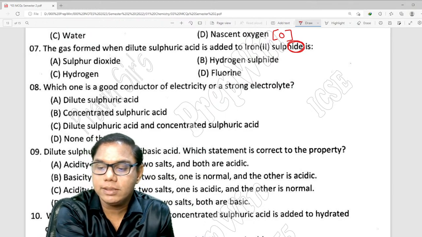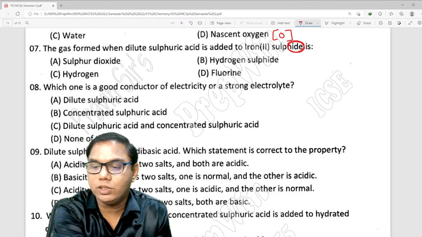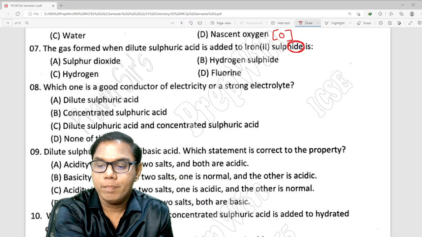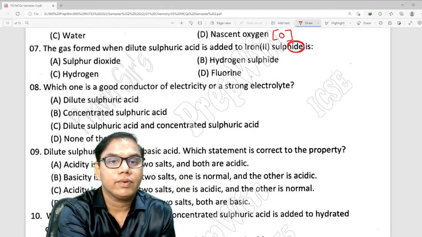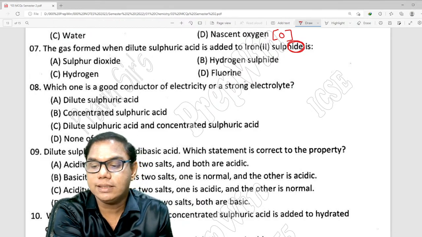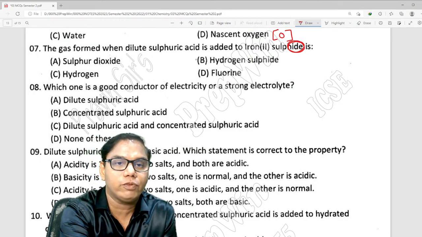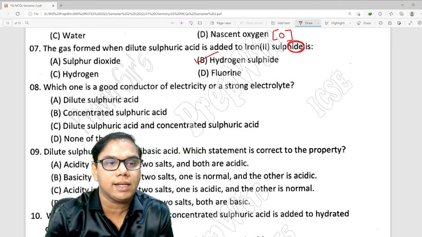I have answered your question. Yes, you will get Super 40 subjective. Don't worry. Right, what is the answer for 7? I have told it. B, from sulfide you can tell it is B.